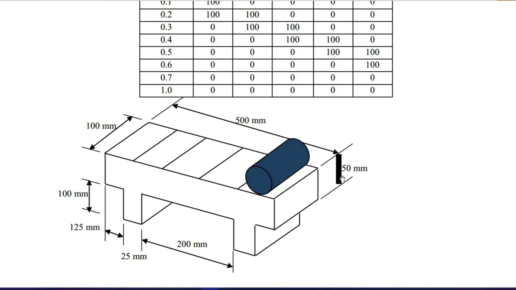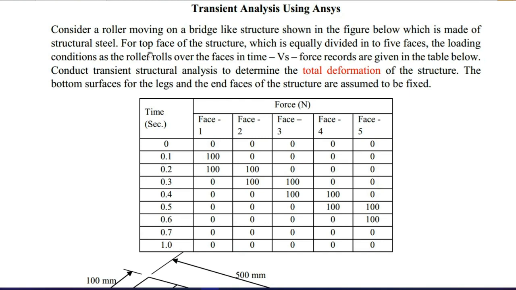varied through time. As you see from the problem description, considering a roller moving on a bridge-like structure shown in the figure below, which is made of structural steel, the top surface of the structure is equally divided into five faces. The loading condition as the roller moves over the faces, in time versus force record, is given in the table below. We will conduct a transient structural analysis to determine the total deformation, the equivalent stress, even the life and the factor of safety of this bridge.